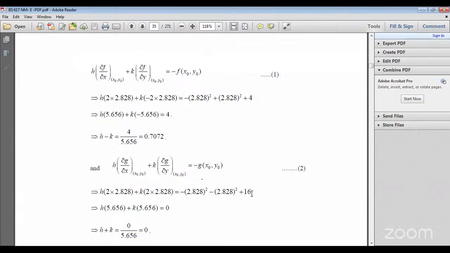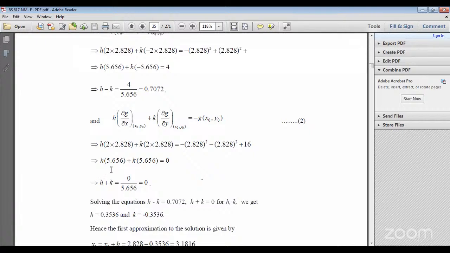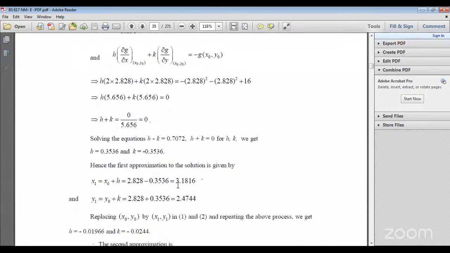After the simplification, we are writing here h plus k is equal to 0, 5.656 h and minus 5.656 k. So h plus k is equal to 0, and this is h minus k. Solving the equations, h minus k is equal to 0.7072 and h plus k is equal to 0. So h is equal to 0.3536 and k is equal to minus 0.3536.